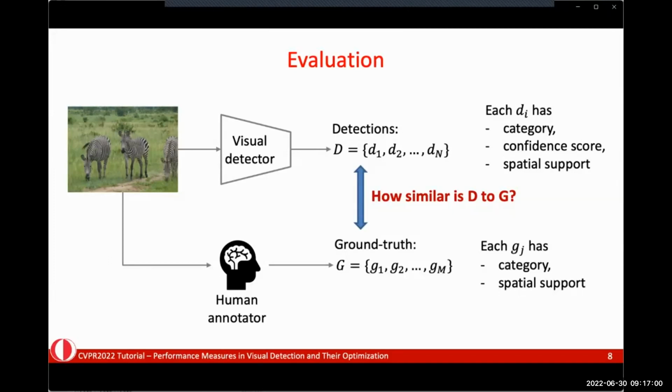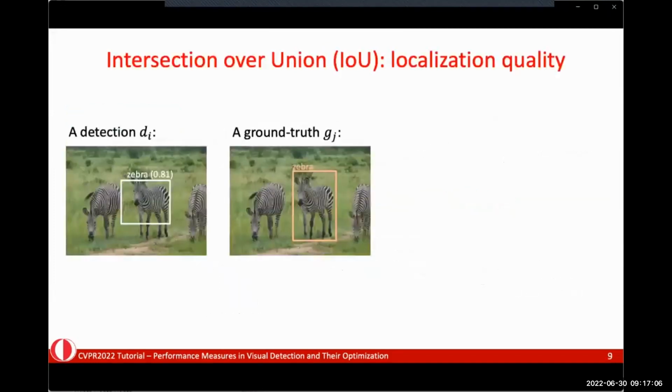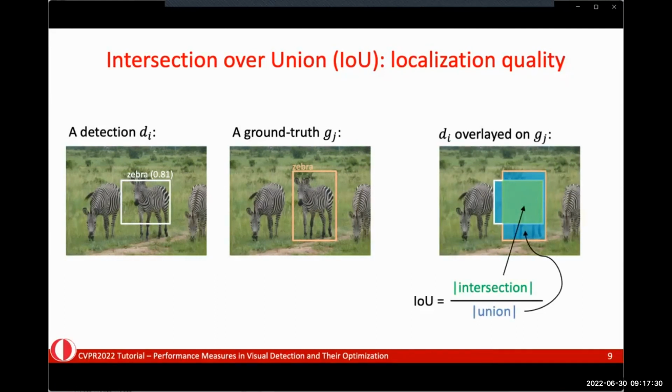Measuring the overlap between two categorical variables is fairly straightforward. So let's look at how we can measure the overlap between two spatial supports. We will use intersection over union for this. Suppose we are comparing an individual detection DI with an individual ground truth annotation GJ. To measure the overlap between their spatial supports, in this specific example, bounding boxes, we compute the area of their intersection and divide it by the area of their union. When the two boxes are identical, we have a perfect intersection over union score of 1, and when the two boxes do not overlap at all, that is, they do not intersect, then intersection over union becomes 0.